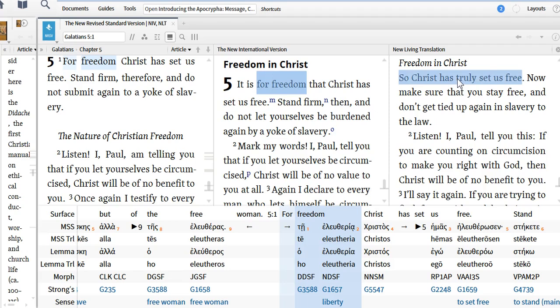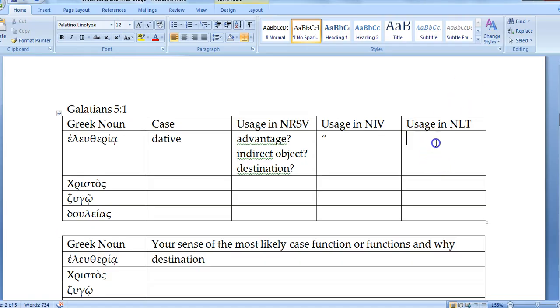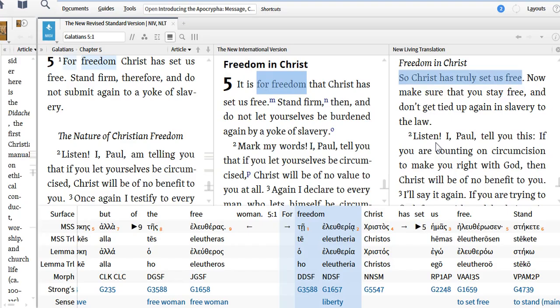And I'm wondering if this represents an understanding of the dative eleutheria as essentially a redundant word for the main verb, so that we might think of it as maybe a locative. In freedom Christ set us free, or something like that, such that it simply becomes emphatic. Christ has truly set us free. I don't think that we need to make a decision on that score. It's enough just to say that the NLT really doesn't represent that word in any clear fashion whatsoever.